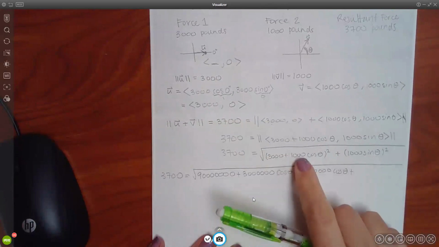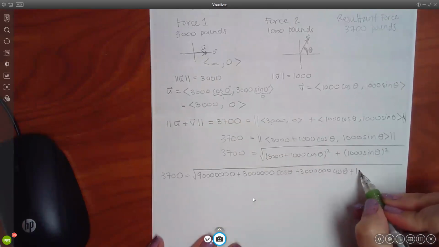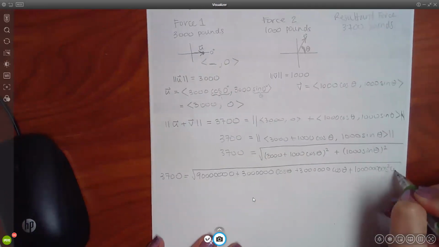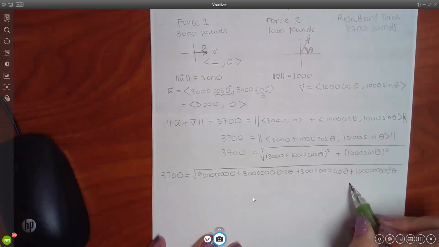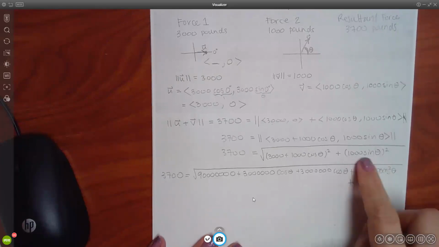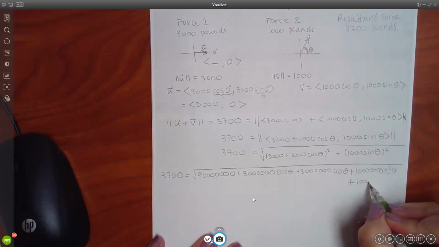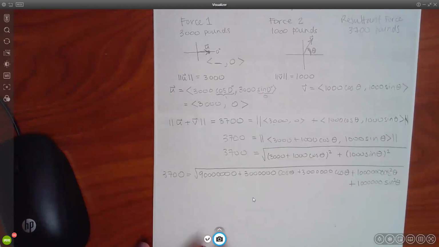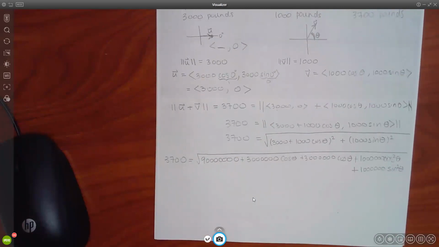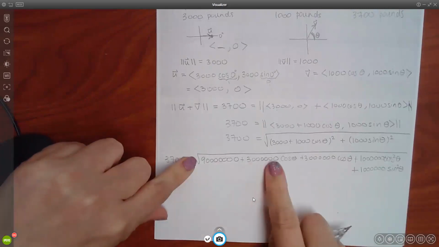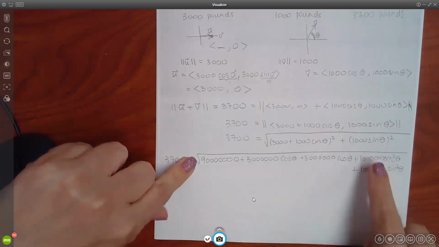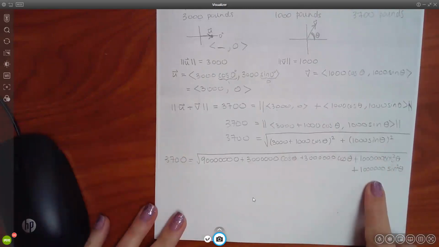And then finally you get this guy times himself. So you get 1 with 6 zeros, cosine squared theta. And I'm not able to squeeze in that last term, but the last term would be this guy squared, which is 1 with 6 zeros and then sine squared. Okay, I tried to squeeze it on there, but it's too long. So remember, all 4 of these terms came from FOILing this out, and then the last term came from squaring this guy. Okay.